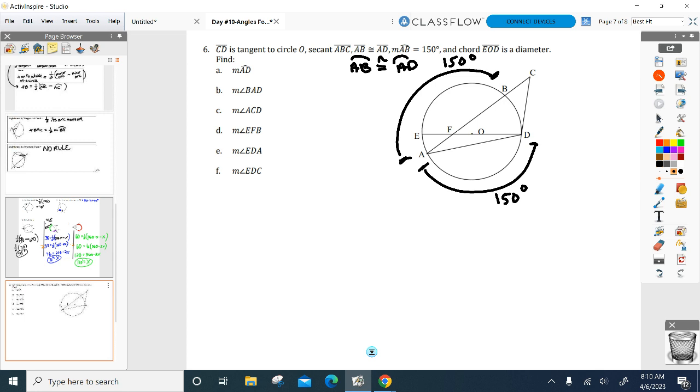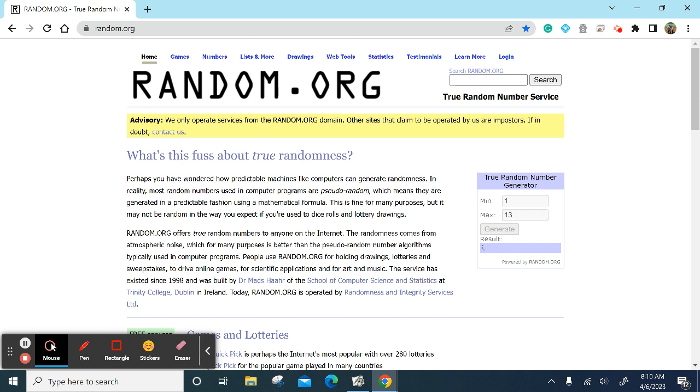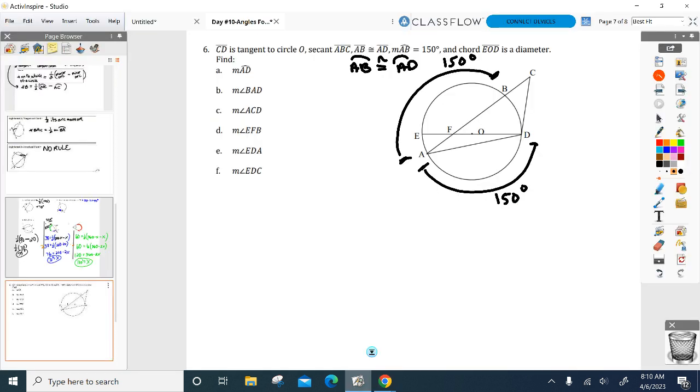Because you remember, that's the key to success in these king size problems. If you know all the arcs, you should be good to go. Talk to me here. Do you know any of the other arc measures? Remember, EOD is a diameter, which means it cuts it into semicircles, right? AD was 150. So that means ED.